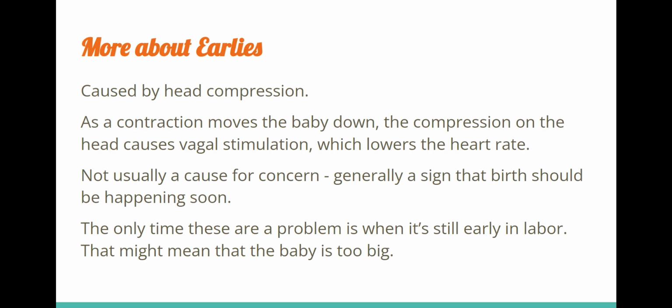As a contraction moves the baby down, the compression on the baby's head stimulates the vagal nerve, and that lowers the heart rate. Usually this is fine. It's generally a sign that baby is moving down. And as long as you've got moderate variability, you're not seeing anything worse on that strip, this is a sign that you should be starting to get ready to have a baby.